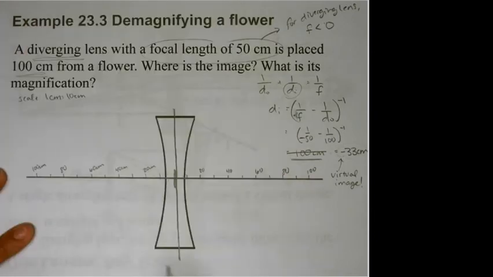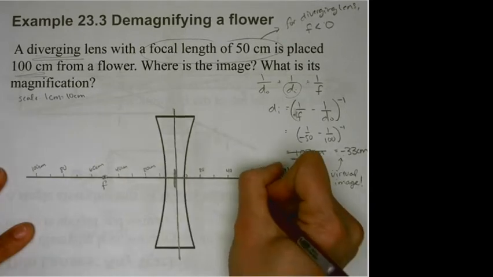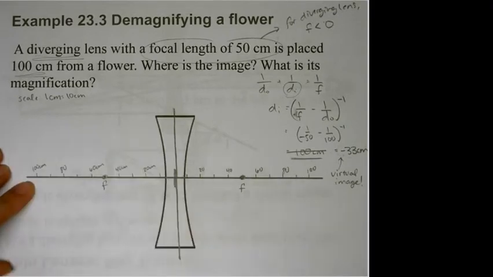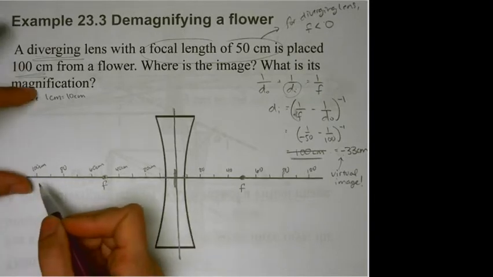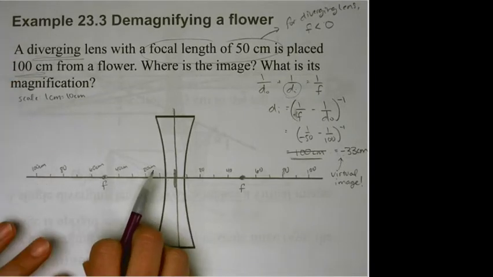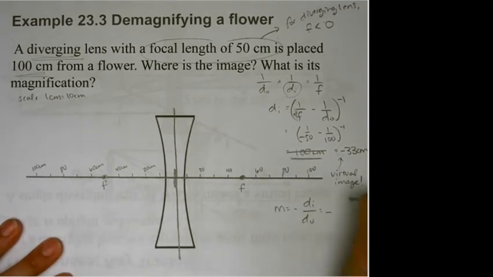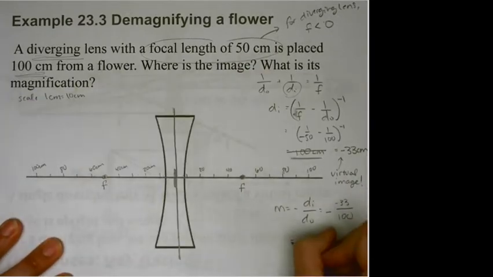Okay, so I have a 50 centimeter focal length. So I'm going to go ahead and put an F here and an F here. And the flower is 100 centimeters away. And let's go ahead and calculate the magnification so that we know how big to draw this arrow. Right? I don't want to draw a teeny tiny arrow if my image is going to be smaller than my object. But I don't want to draw a giant arrow if I'm going to have a giant image. So we'll say the magnification is negative di over do. And so that is negative of negative 33 divided by 100. The two negatives will cancel, and I get 1/3, so 0.33.